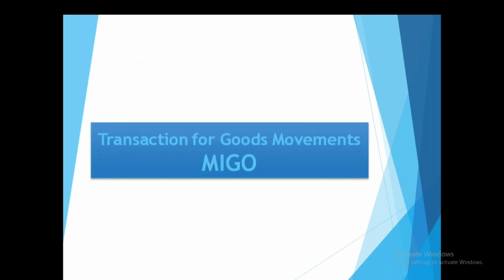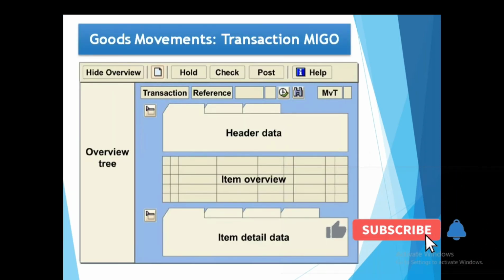Okay, so now we will discuss the MIGO transaction, which we will be using for goods movement. This is the transaction we will be using all the time to do goods movement. So we should know the structure of this transaction code, everything. So let's understand the movement transaction MIGO.